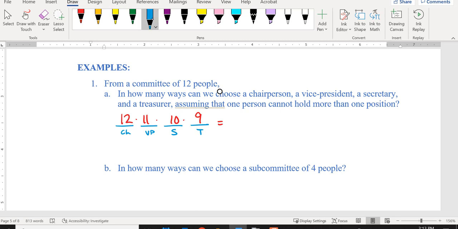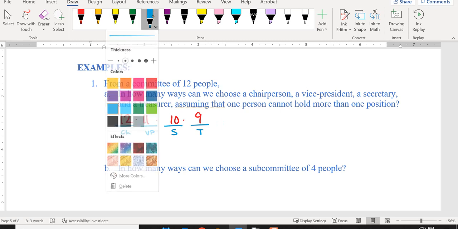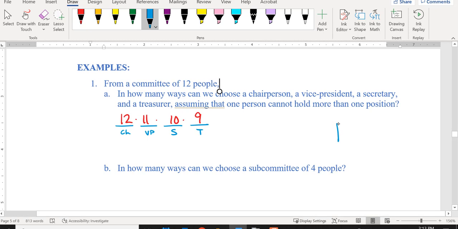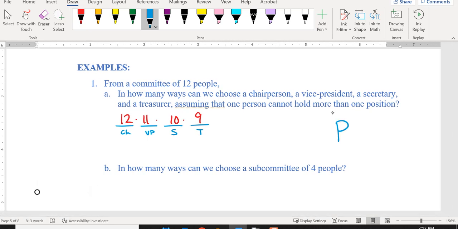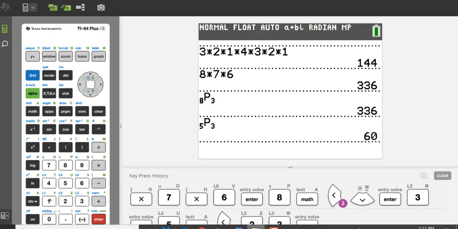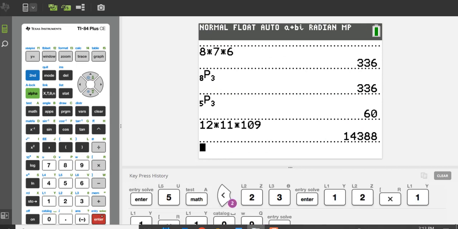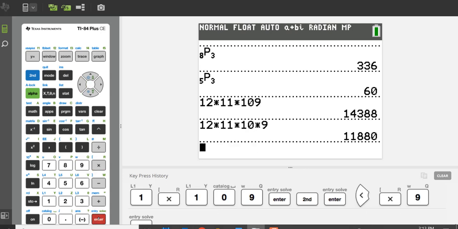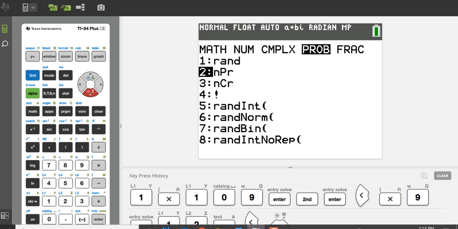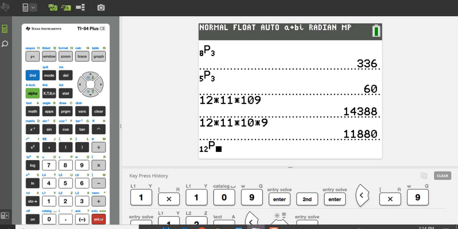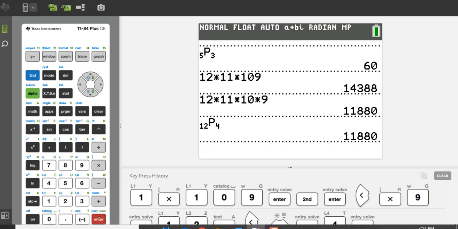Okay, since the order matters, that is a permutation, permutation of 12 people, pick 4. On my calculator, 12 times 11 times 10 times 9. Or I could do 12 permutation, pick 4. 11,880.